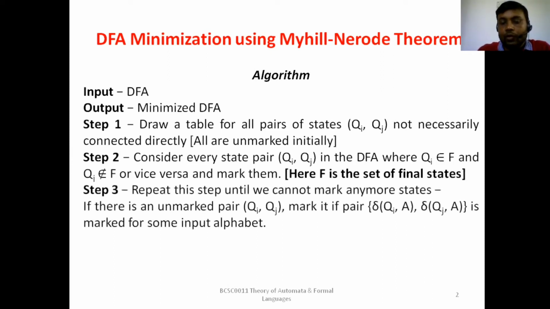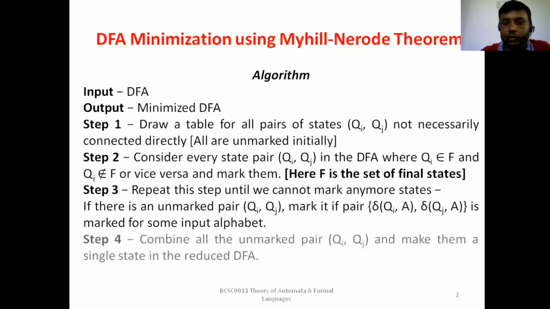Now the third step is to repeat this process of marking until we cannot mark any more states. For that purpose, if there is an unmarked pair Qi Qj, we have to mark that pair if delta of Qi, a and delta of Qj, a is marked for some input alphabet a. This is the third step.